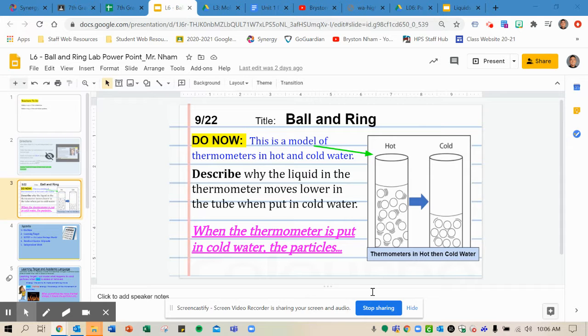And our title for today's lesson is the Ball and Ring Lab, and that's what we're going to talk about. Okay. Yesterday we talked about why the liquid in a thermometer moves the way that it does, why it goes up when the temperature increases, and why it goes down when the temperature decreases.